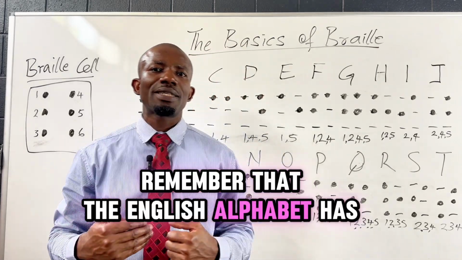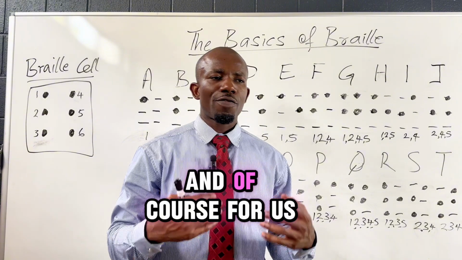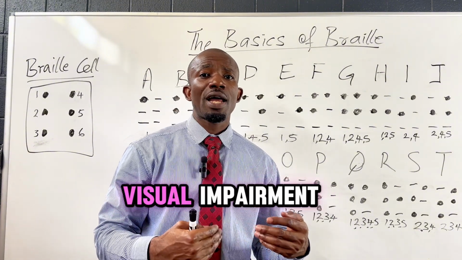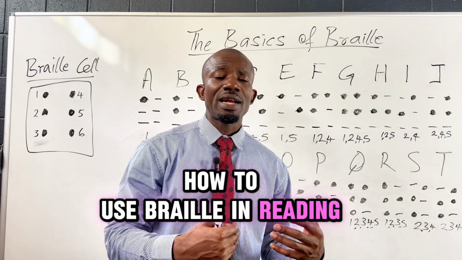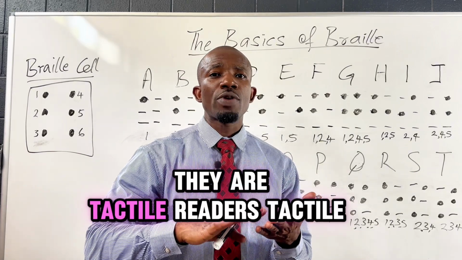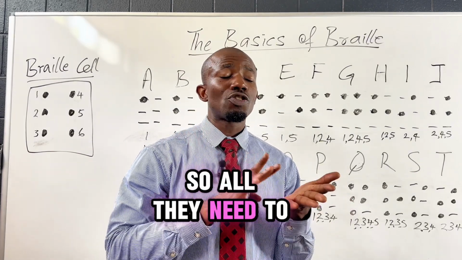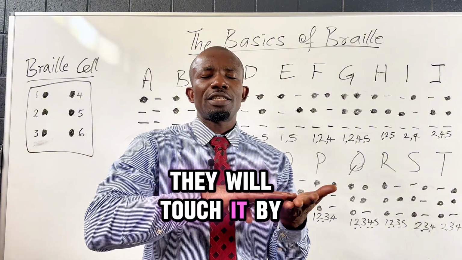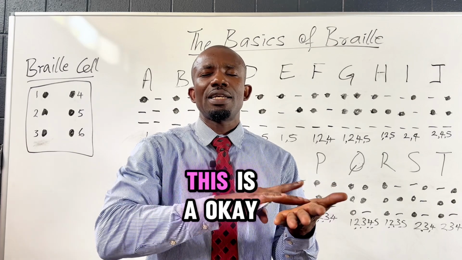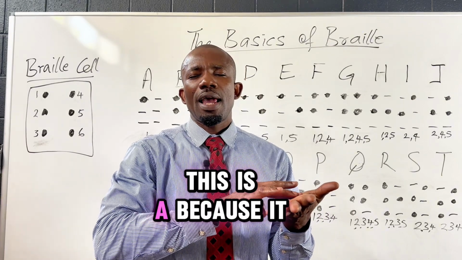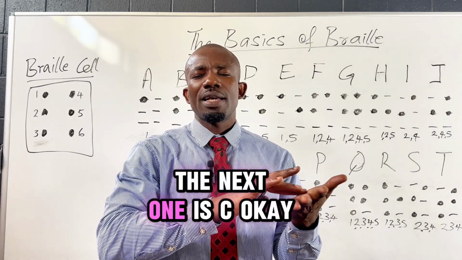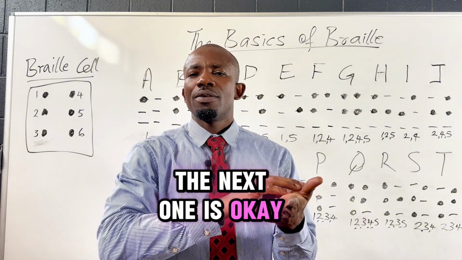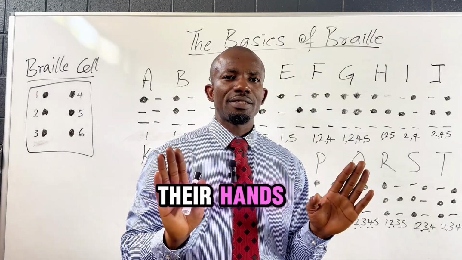Remember that the English alphabet has 26 letters. And of course, for us to teach persons with severe visual impairment how to use Braille in reading and writing, they are tactile readers, tactile learners. So all they need to do is to just touch the embossed raised dots. By the time they touch it, they will feel it. Okay, this is A. Because it is A, the next one is C. Easily they can read with their hands.